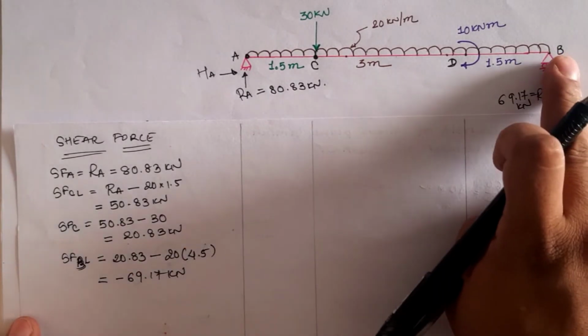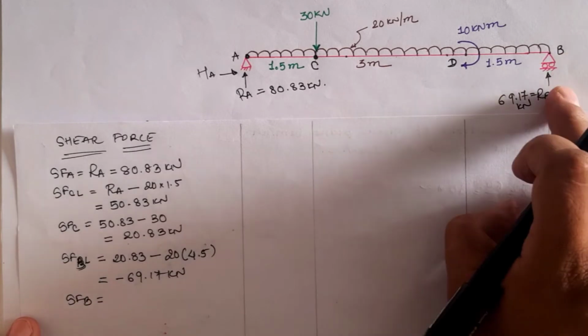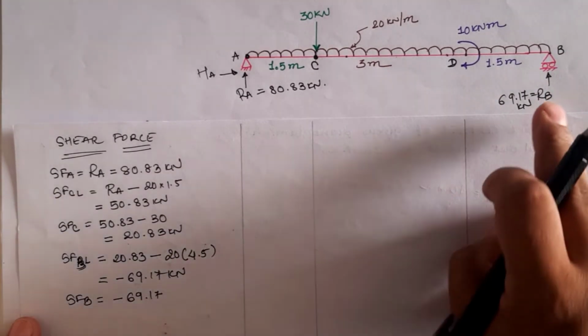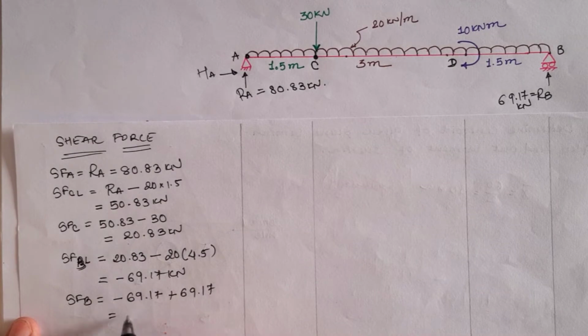Exactly at location B, if we take the shear force value, then up to point B ignoring RB, the value is minus 69.17 and the RB value is upward, so it is positive RB, which is 69.17. So the total value is 0, hence our calculation is okay.